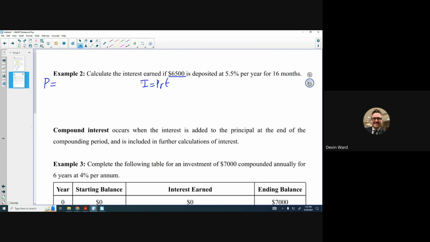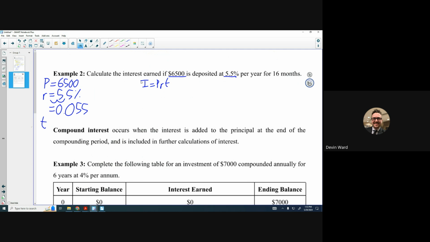$6,500, that would be my principal. 6,500 deposited at 5.5%. That is always going to be my interest rate. But I need to convert to a decimal, so I'll move the decimal over 2 spots, or divide by 100. Gives me 0.055 as my interest rate.